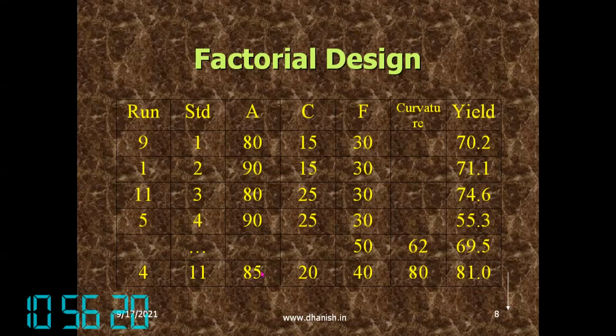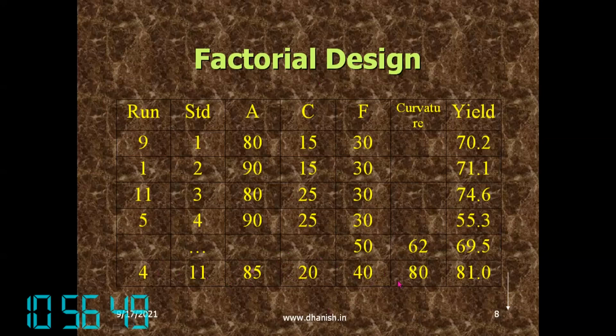So that is this 85. So how do you test curvature? Here we have chosen only low and high levels. So we take the average of the responses at 80 and 90 and compare it with the actual response at 85. If both are similar, then there is no need of curvature. So curvature is not significant. Otherwise, curvature is significant. So that's why we add some central points here.